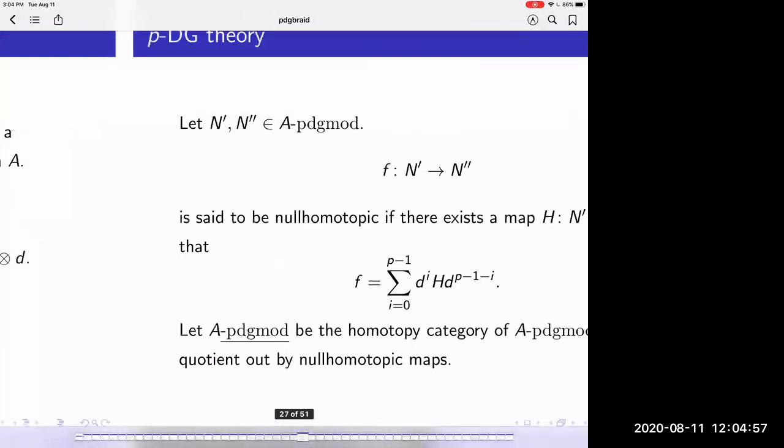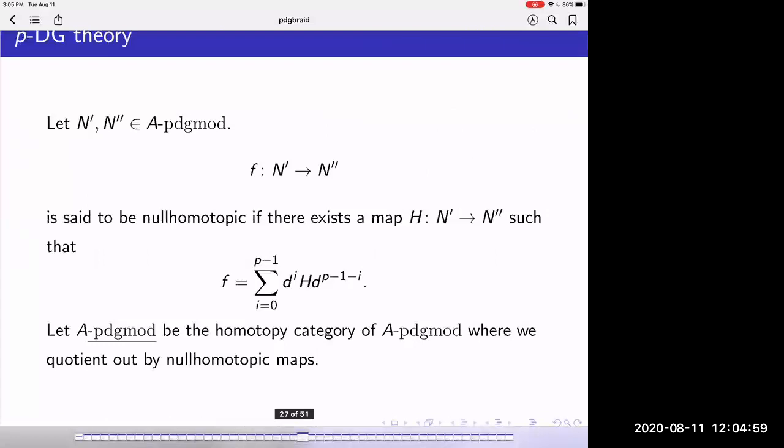Okay, so let's let N prime and N double prime be two PDG modules over A. And let's let F be a morphism between these two PDG modules. So it respects the A module structure and the PDG structure. So F is said to be null homotopic if there's a map H from N prime to N double prime such that F is equal to this sum. So if P is equal to 2, this just says that F is equal to DH plus HD, which is just a normal notion of a null homotopic map between DG modules.